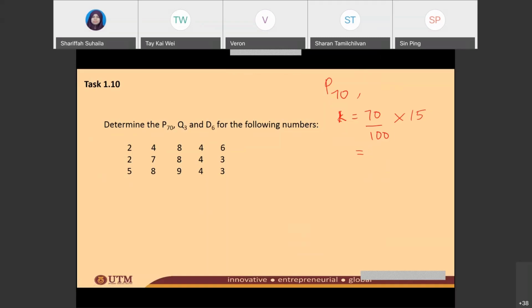Okay, so you have 10.5. 10.5 is not an integer, so you round up to the nearest value. That means you have 11, so K is the 11th observation. Now, what is your P70?